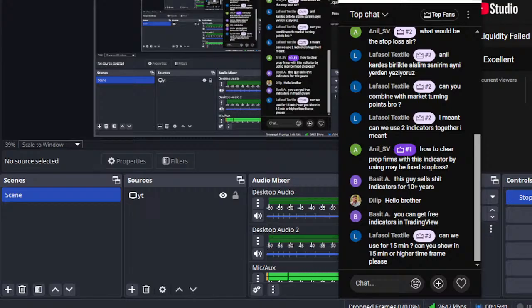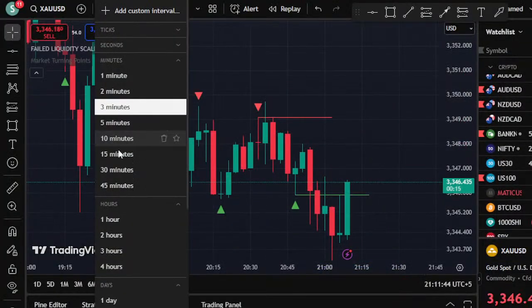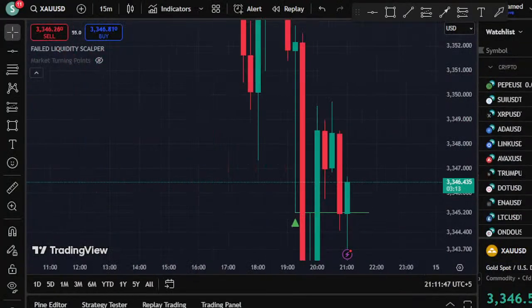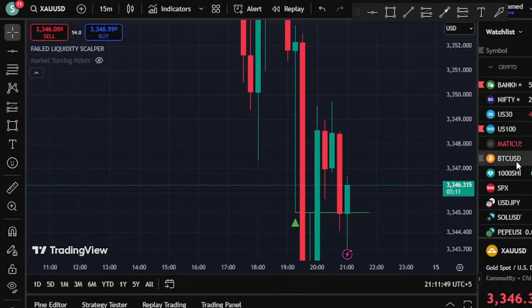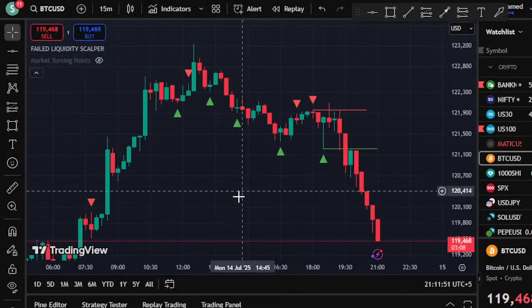Someone said, use it for 15 minute. Can you show it on the 15 minute higher time frame? Yes, definitely it works, because the 15 minute ride was yesterday on the Bitcoin. My indicator was the one who told us that the Bitcoin wants to go up. Let's see.